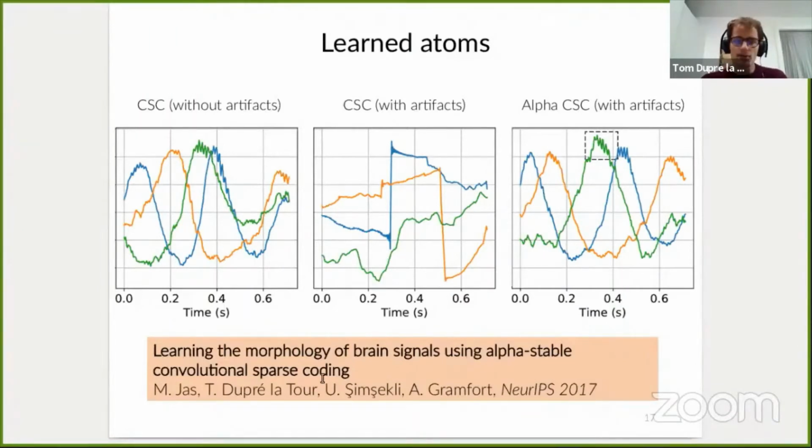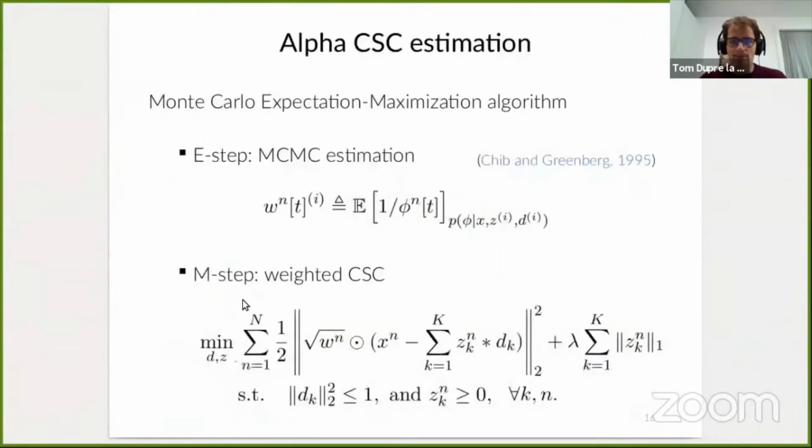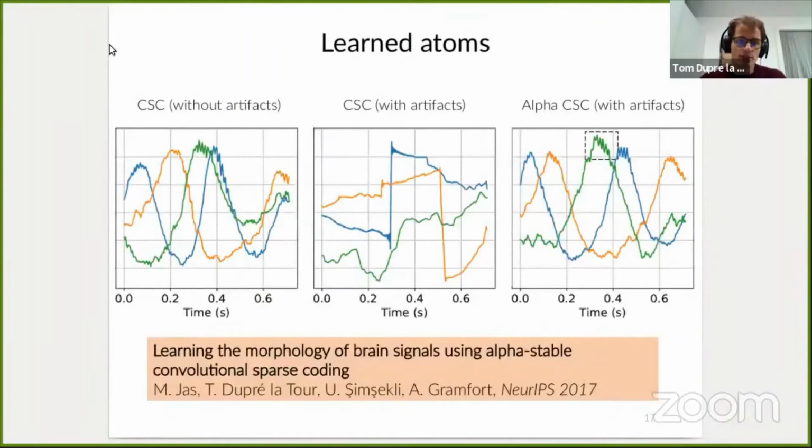So this is something we published at NeurIPS in 2017, and I think that this could be extremely useful if you have artifacts that are hard to remove. But to be completely honest, if you have very strong artifacts, maybe you are better off removing them by hand, if you can, and then using the simple version here, because you will save yourself the trouble of doing the Monte Carlo expectation maximization, which is implemented in an open source package I will give you at the end of this talk. But it's much simpler to just use convolutional sparse coding.